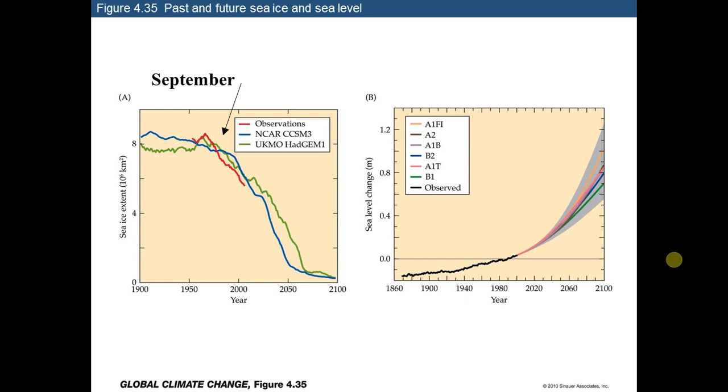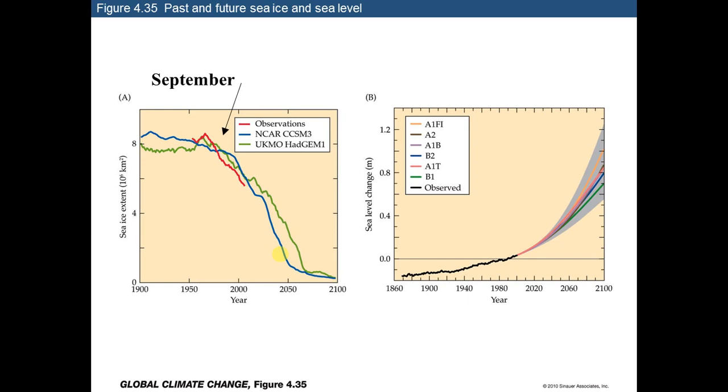So, in red you have observations. Remember, the observations of Arctic sea ice extent in September began in 1979. Back then it was around 8 million square kilometers. And blue and green are climate model projections going to the future. They're two different climate models. One is the NCAR CCSM3 in Colorado. The other is from the United Kingdom Meteorological Office, HadGEM1.